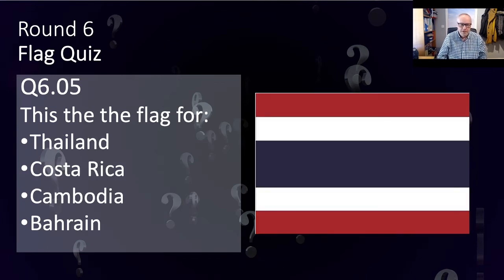Question number 5. This is the flag for Thailand, Costa Rica, Cambodia or Bahrain? But which of these is it? I thought it was the flag for Tommy Hilfiger, but anyway, what did I know?